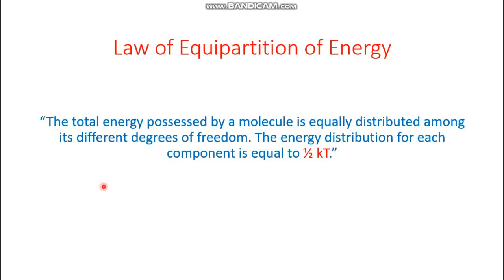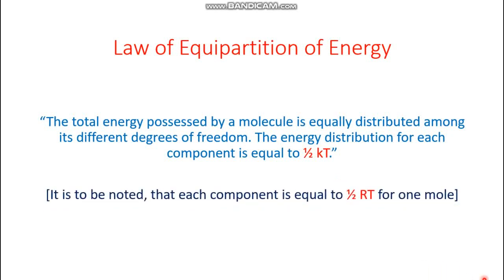So I once again read this out. The total energy possessed by a molecule is equally distributed among its different degrees of freedom. That means if the degrees of freedom is, suppose, 3, then it is 3 into half kT. If it is 10, then it is 10 into half kT. This way each component is half kT. So we just have to calculate the degrees of freedom, then multiply with half kT. Then the heat capacity would be obtained.